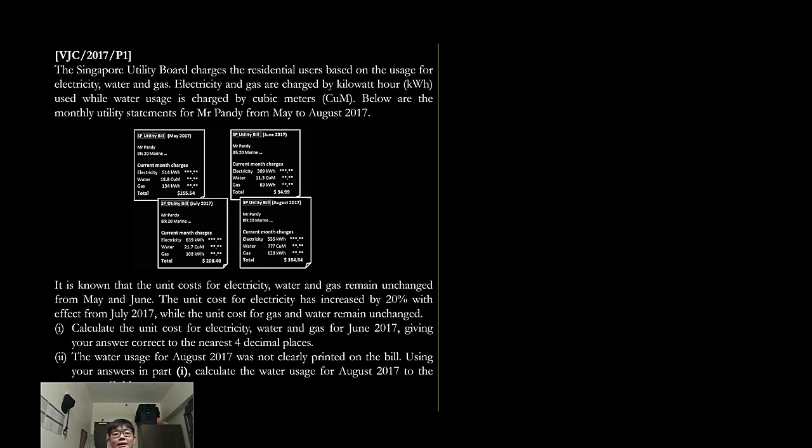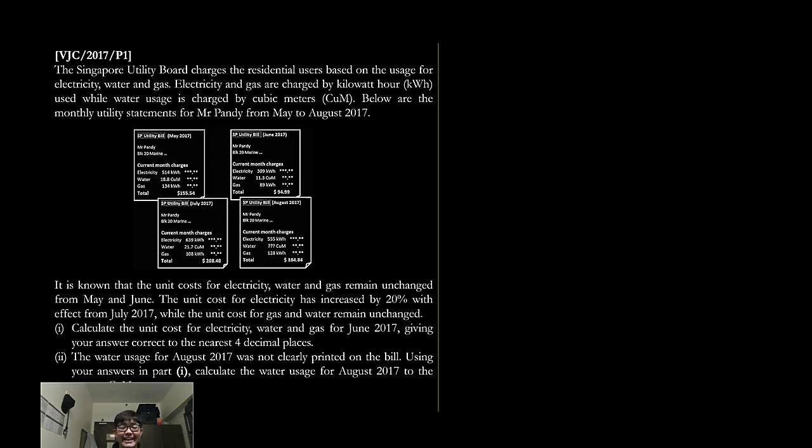Now, electricity and gas are charged based on kilowatts, while water is charged based on cubic meter. And then below is a utility statement for Mr. Pendy for the month of May all the way to August. Now, it's known that the unit cost for each of electricity, water, and gas remain unchanged from May and June. But the unit cost for electricity has increased by 20% with effect from July 2017.